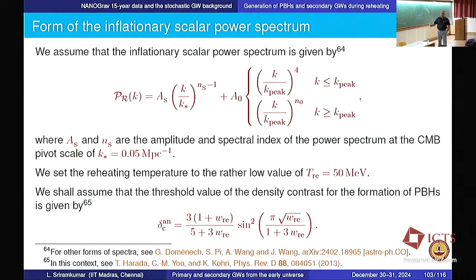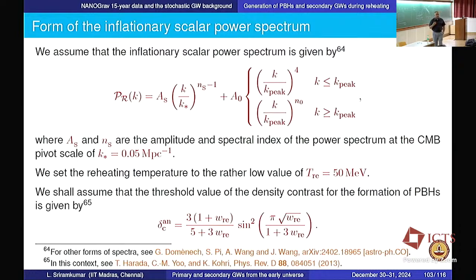When people try to fit only with the PTA data, they ended up with a parameter space where the PBHs were overproduced. The number of PBHs, FPBH, which has to be less than unity, was greater than 1. Okay, I will illustrate that in one of the slides later.